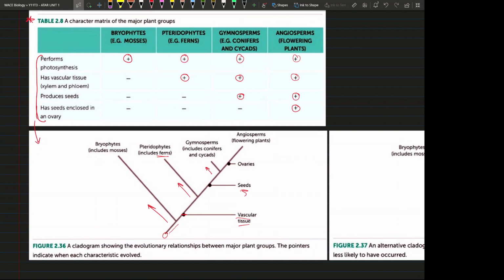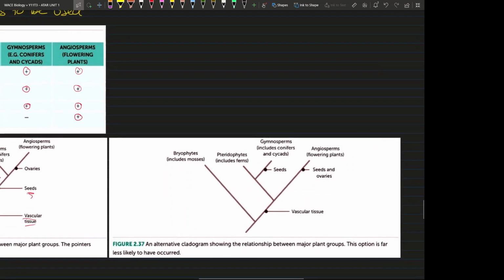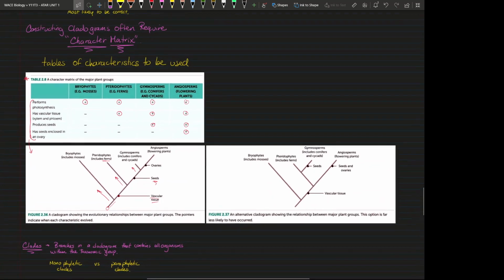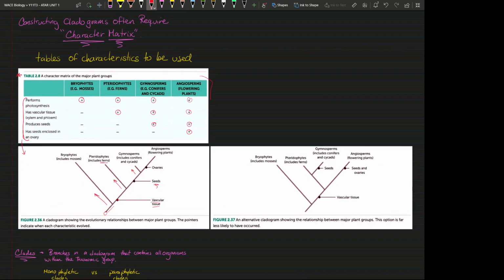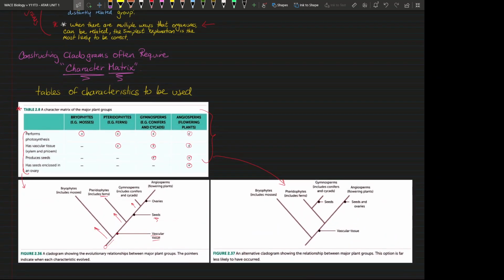Okay, now going back to this, you have the same information here. Take a look at this. So I'm going to zoom out here. And the same information that's on this table is going to be presented here. All right. Now let's go back to this. Oh, perfect. I can show everything here. Let's go back to this number 3 here. So coming back, it says when there are multiple ways that organisms can be related, the simplest explanation is most likely to be correct. Look at this cladogram.